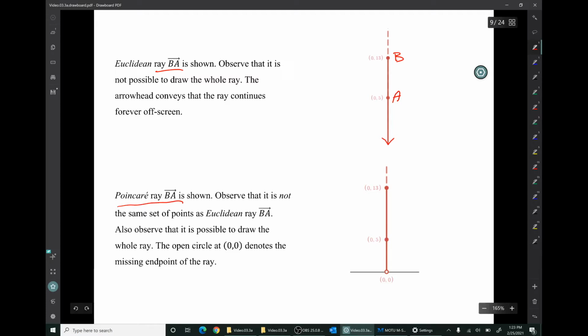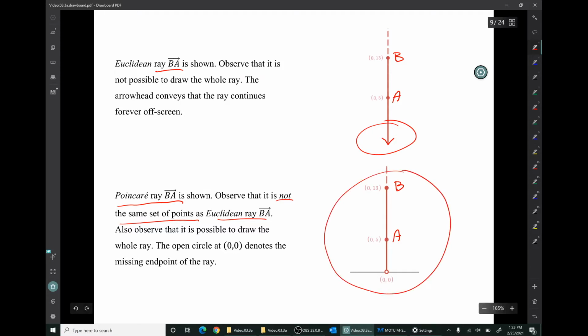Poincare ray BA is shown here. Observe that it's not the same set of points as Euclidean ray BA. Euclidean ray BA goes on forever in that direction. This ray doesn't. You can draw the entire ray. This open circle indicates the missing endpoint of that ray. So on this ray up here, there are some points with negative y values. On this ray, there are not points with negative y values because a Poincare ray consists of points that are qualified to be in the Poincare plane. They all have to have y greater than 0.